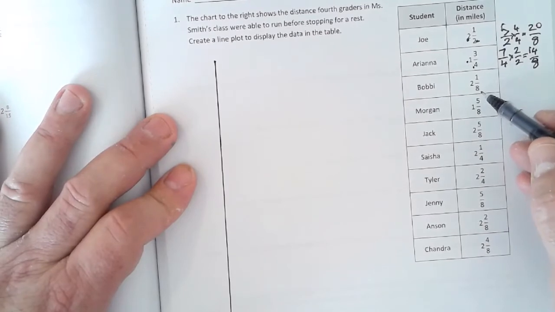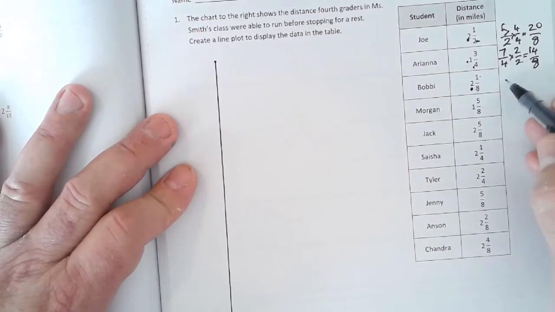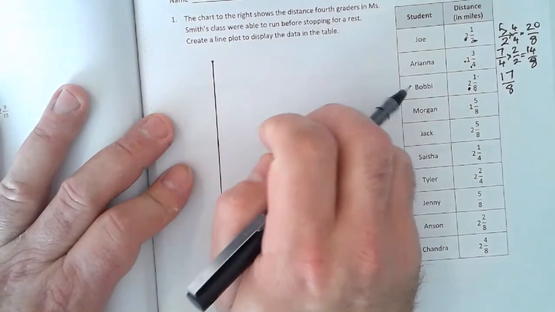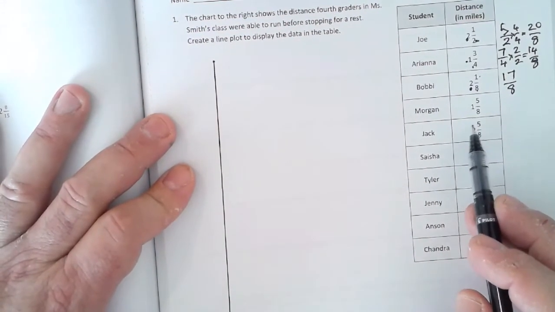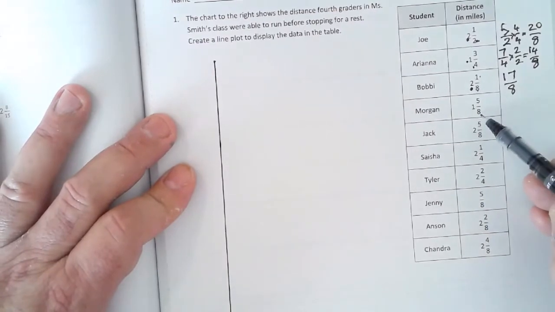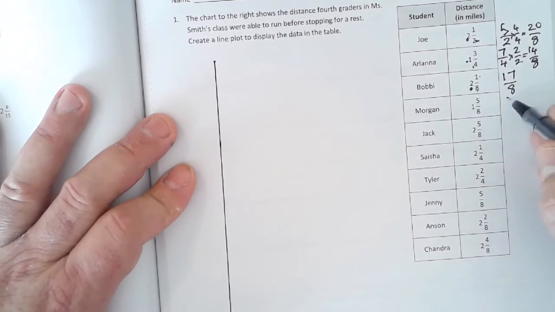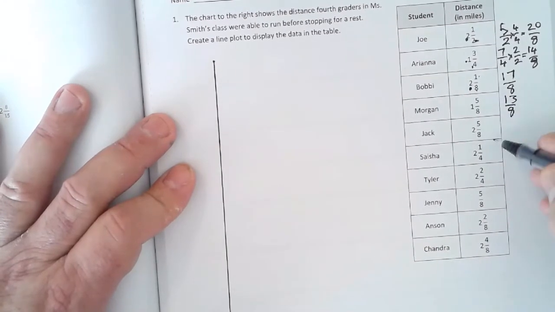This one's already in eighths for you, but we need to figure out how many eighths. 8 times 2 is 16. 16 plus 1 is 17/8. That's for Bobby. So far we have Joe, Ariana, and Bobby. Now for Morgan, that's in eighths too. That's already figured out for us. So we have 8 times 1 plus 5. 8 times 1 is 8. 8 plus 5 is 13/8. Okay, that's Morgan.